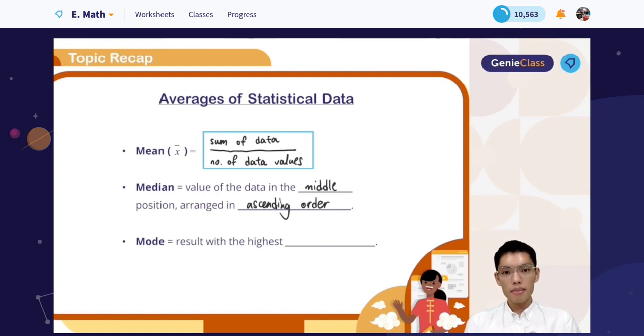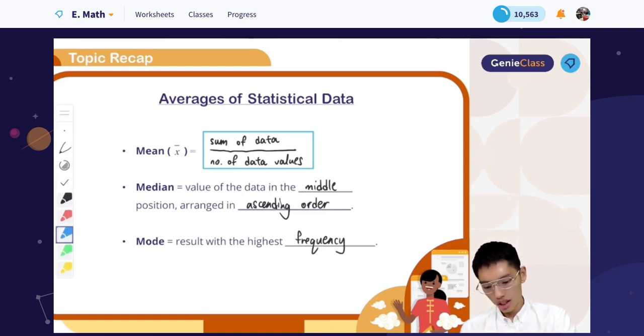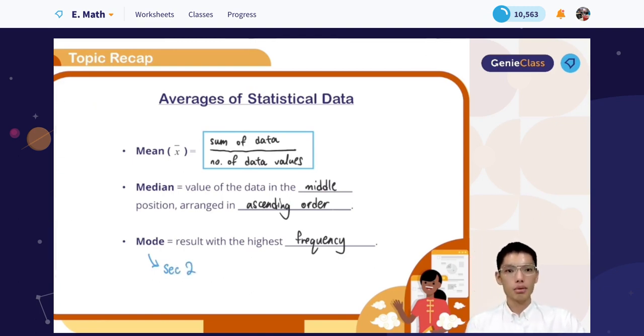Okay, next one, mode. Mode is what we call the result with the highest frequency. You realize we didn't really touch on it in the previous 3 weeks because this is actually touched on in your Sec 2. So basically, what is mode? Again, we will have data to back it up later on. Now, next up, as I mentioned, how do we calculate mean?